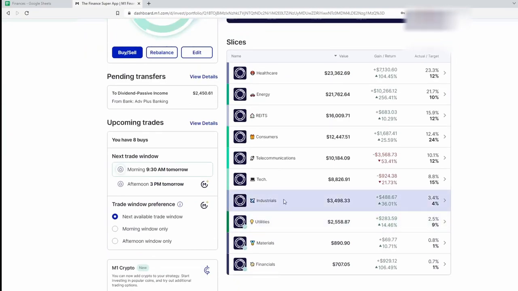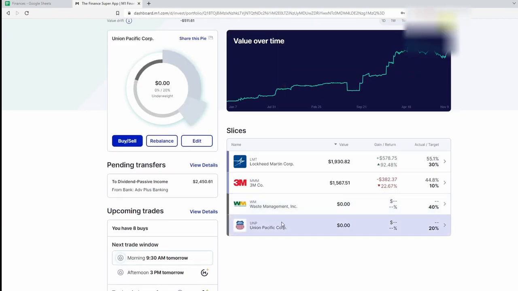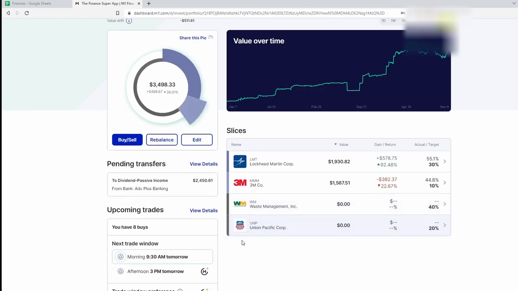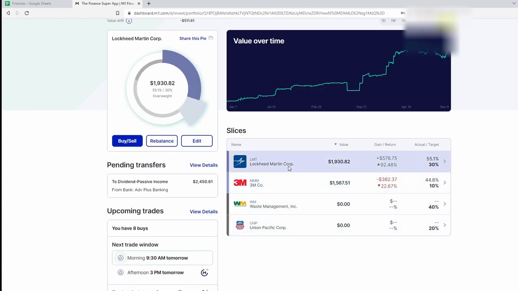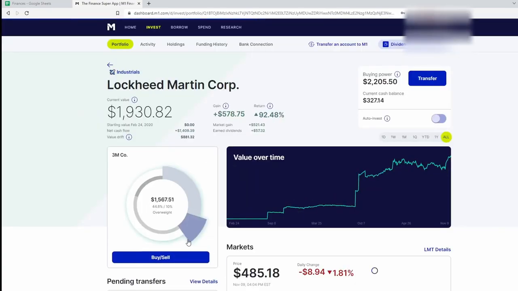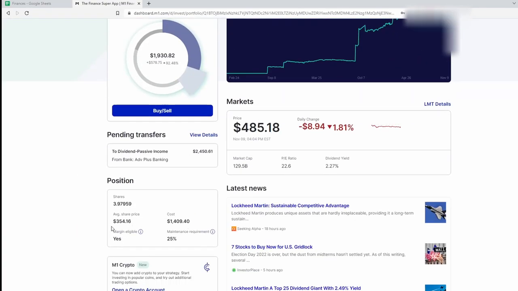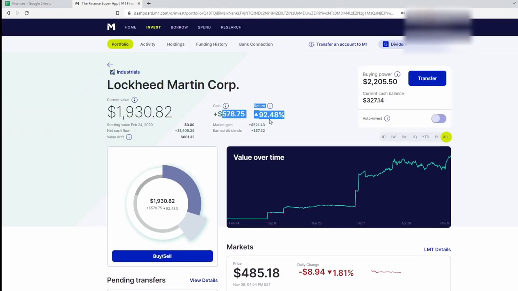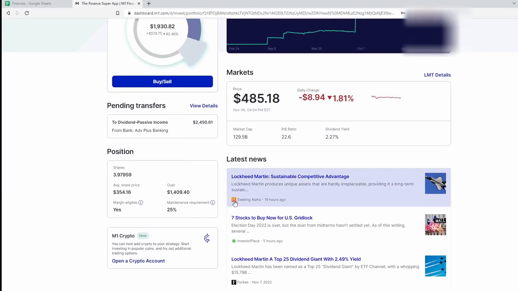Next, we got the industrial sector. I actually got two here that I do not have. Hopefully, I can buy into Union Pacific rather soon. But again, similar to the whole Citi thing, I don't want to buy into it yet. So it is what it is. I'll probably end up buying UNP maybe tomorrow if the market falls. But yeah. So we got over here LMT, Lockheed Martin. Wow, 354 and it's 485. This company, guys, has just been skyrocketing for me, up 92.5%. That's crazy.